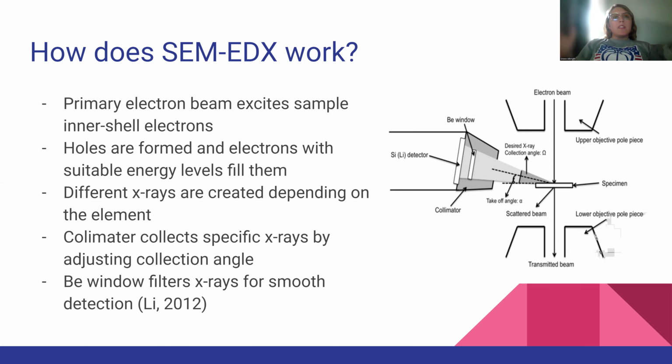Now, as this happens, the collimator is going to collect the specific X-rays that the analyst is searching for by adjusting the collection angle. By adjusting this collection angle, you can look for different elements as well. In the end, the beryllium window, not the B window, the beryllium window, filters the X-rays to allow for smooth detection, as stated by Lee, and this image also came from Lee's research in her article.